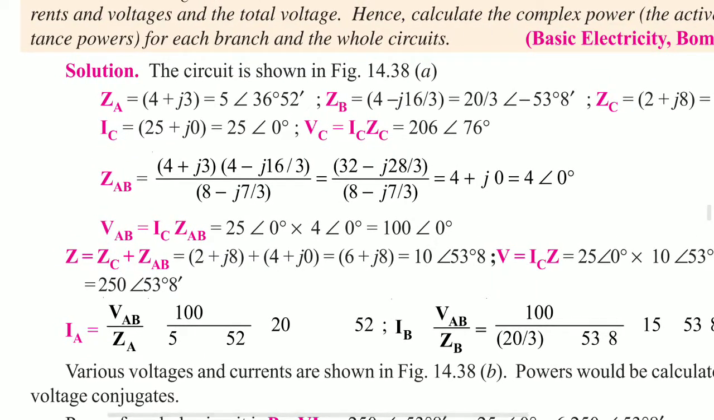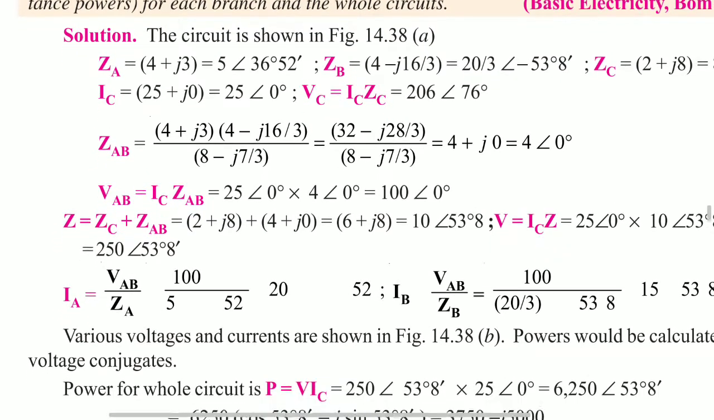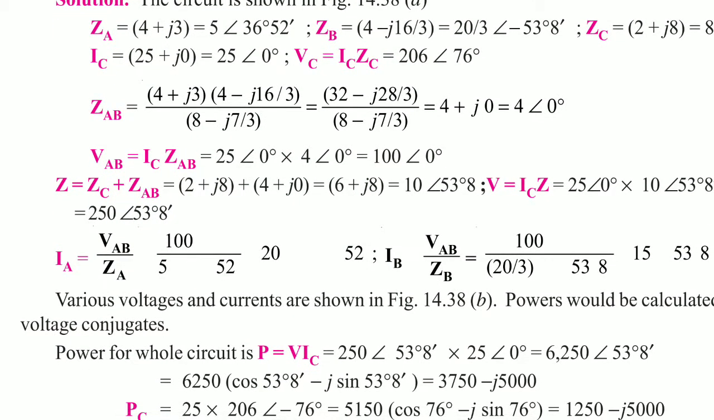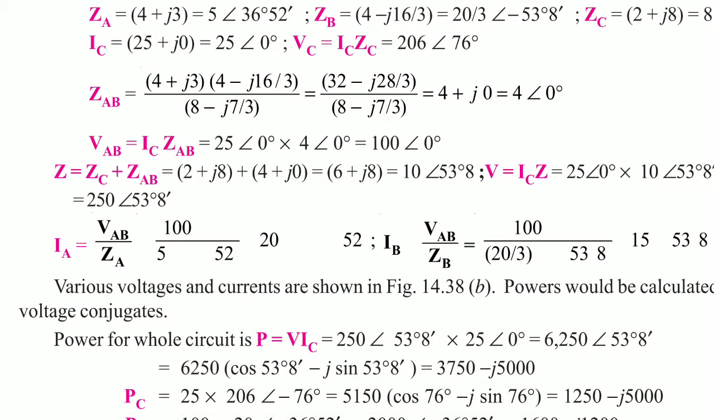VAB is equal to IC into ZAB. That is 25 angle of 0 degrees into 4 angle of 0 degrees. That is equal to 100 angle of 0 degrees. Z is equal to ZC plus ZAB. Here, what is the total impedance? Z, that is ZC plus ZAB.